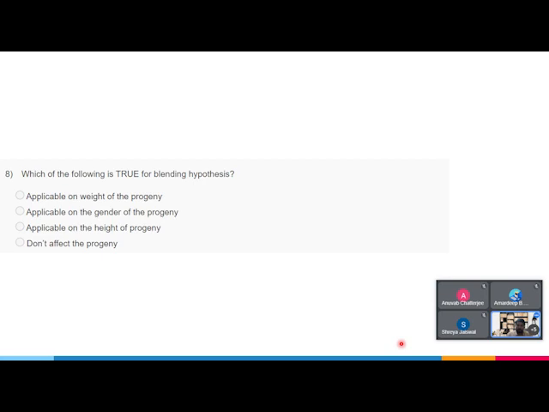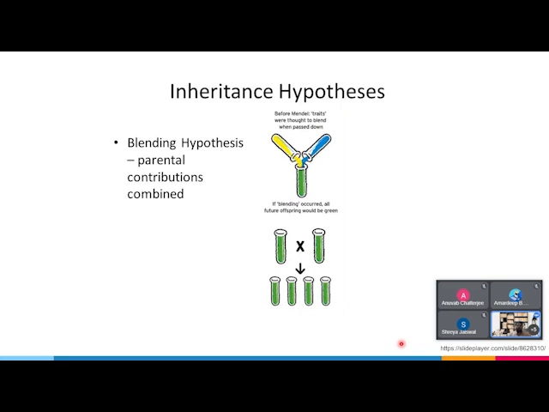Okay. So inheritance hypotheses varied a lot before Mendel actually set in and put down his laws. So Shea also says C, which is height. One of the famous blending hypotheses was that the phenotypic traits of the parents blended and mixed together in order to form the traits of the next generation. That is, the blending hypothesis says that parental contributions are combined. So before Mendel, traits were thought to be blended and passed down.